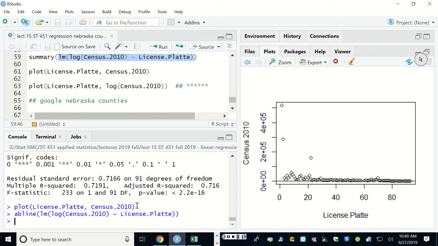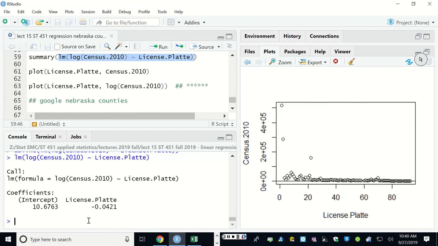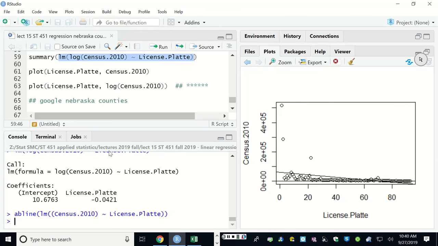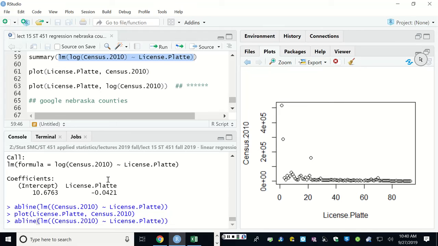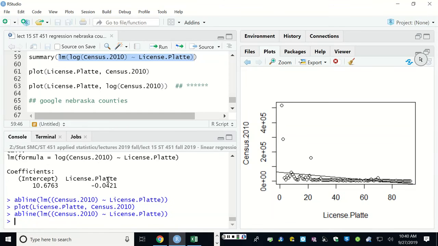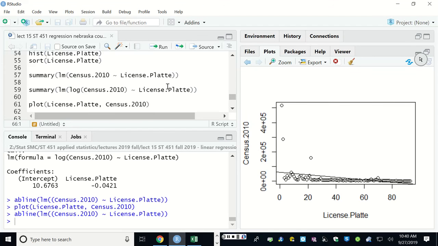Let me do that again. Let's just try this plot. So that's the census. If I do a regression on this, of just the census number, not the log, that's where the regression line goes. It's pulled up enough by these dominant points out here to be called significant. It looks almost flat, but with 93 points, it seems to be that way.